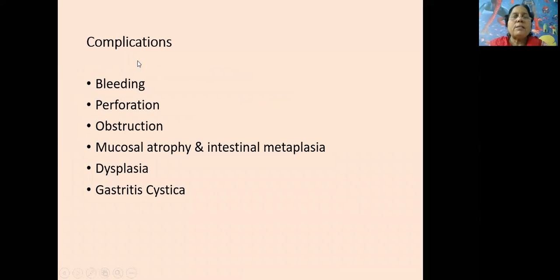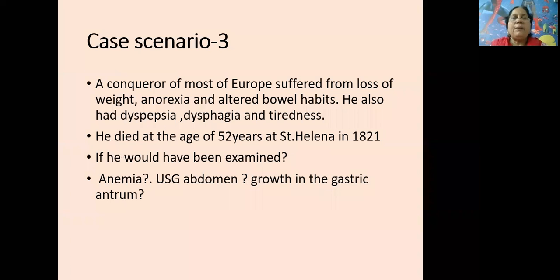What are the complications? Bleeding from the ulcer, which may be small, leading to melena, or can be a massive hematemesis. Perforation, as we discussed. Obstruction because of the thick fibrous tissue. Then the mucosa may get atrophy and intestinal metaplasia. Remember that this is very, very important: metaplasia, dysplasia, and sometimes small epithelial cysts can be formed.